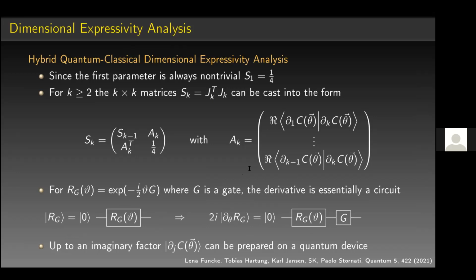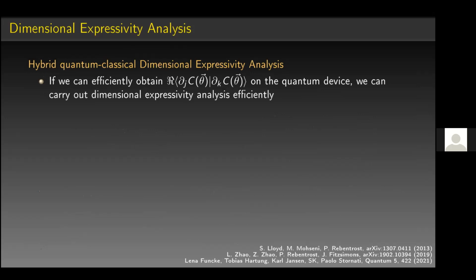So why is this now interesting? Well, basically it means I can prepare the states here on my quantum device. And actually now if you find an algorithm to measure the real part of the overlap of two states, we are in business. We can just measure these overlap terms on the quantum device, construct this vector A_k. From the vector A_k, we get the matrices S_k, and then we use a classical computer to check the rank of the k times k matrix. And it turns out that this is indeed possible. I don't really want to go into the details here. So it was shown in these two papers how to do this.